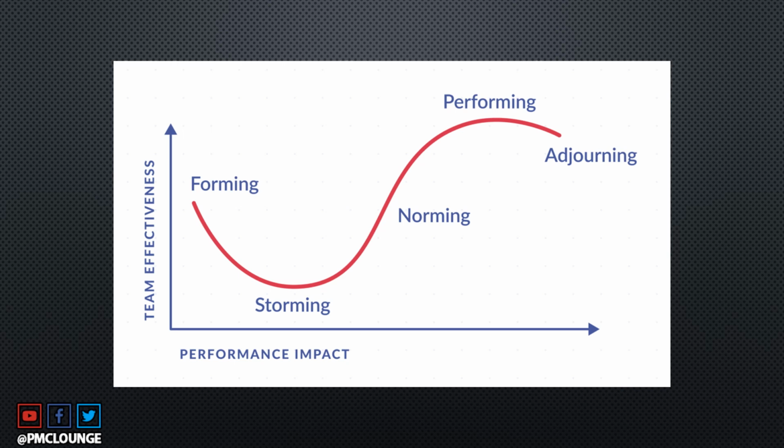This is a graph that talks about team effectiveness and the performance impact. So what happens to the project team's performance at different levels, the different stages of the Tuckman model? The first is forming, second is storming. Notice how the performance is at its lowest. Next is norming and then performing. Of course, this is where the highest performance the project team is able to produce. And finally, adjourning, everybody leaves for their home. We are all done.